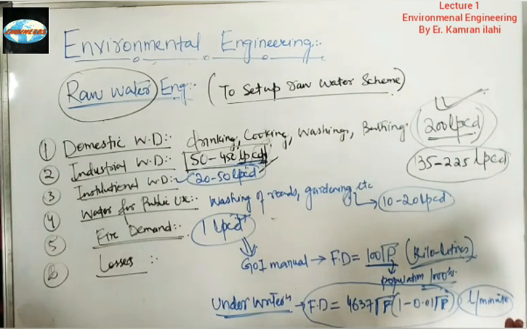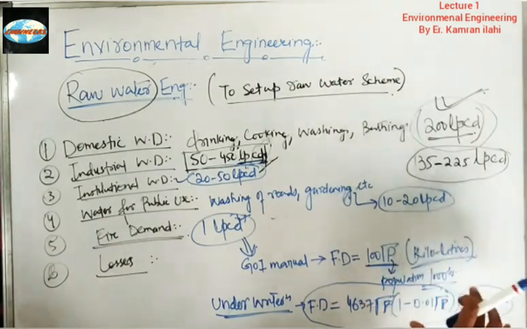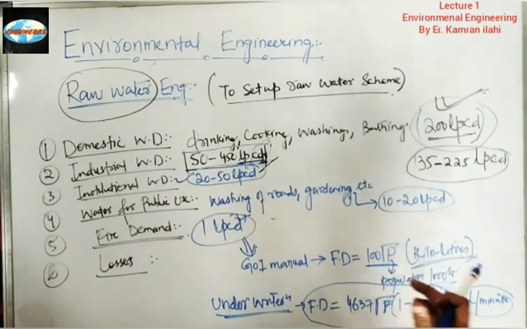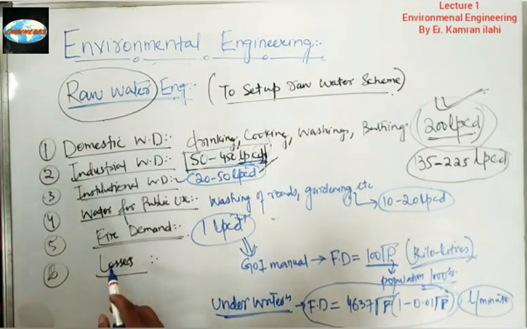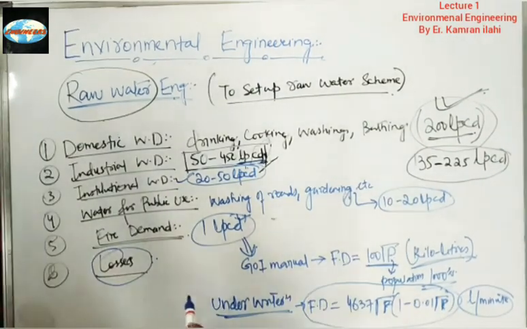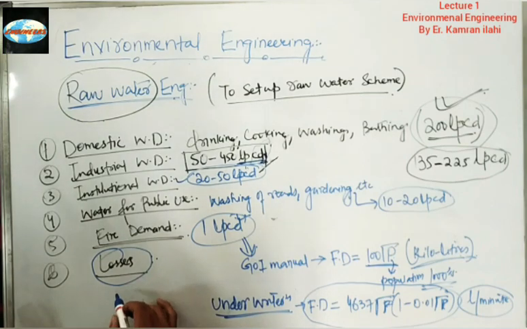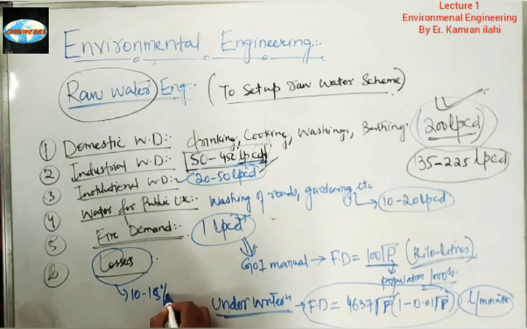So that's how you have to keep this factor in mind while you design the distribution system, the service reservoir, and all those things that we require. Then we have losses and theft. They are simply the amount of water wasted due to leakages and theft in the raw water scheme. This consists of almost 10 to 15% of total water demand.